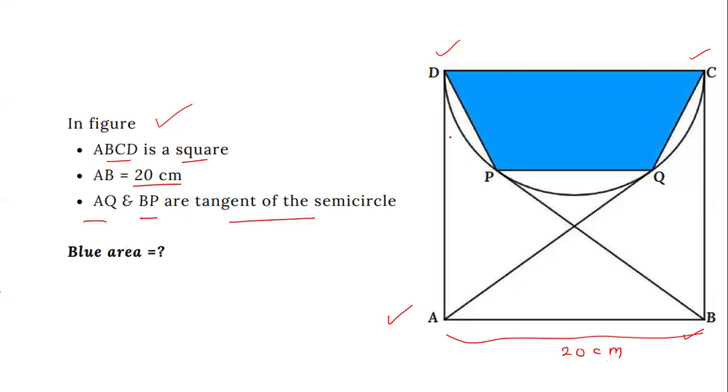So you can see this semicircle. This line and this line are tangent to this semicircle. We have to find the value, or the area, of this blue region. So first you try to solve this, then I will solve. So let's start the solution.